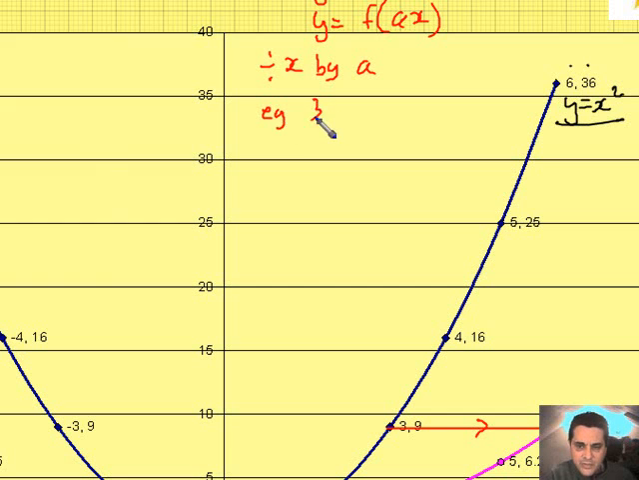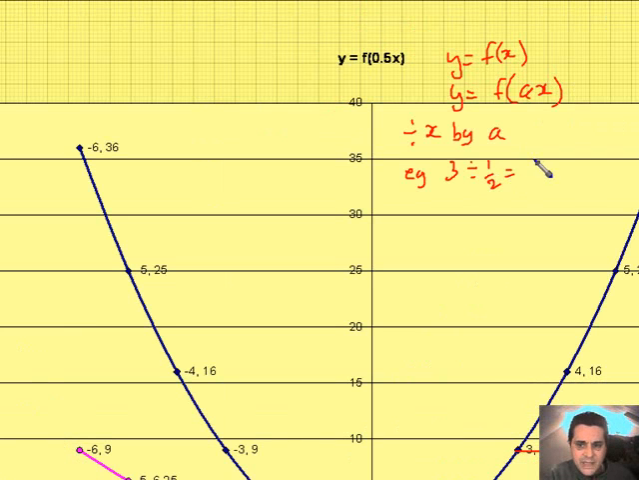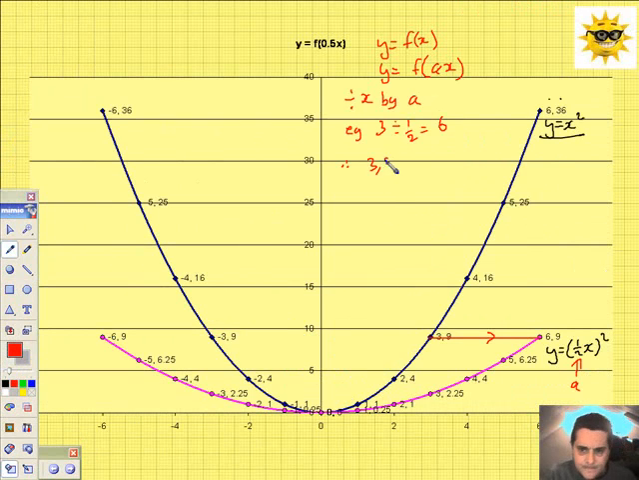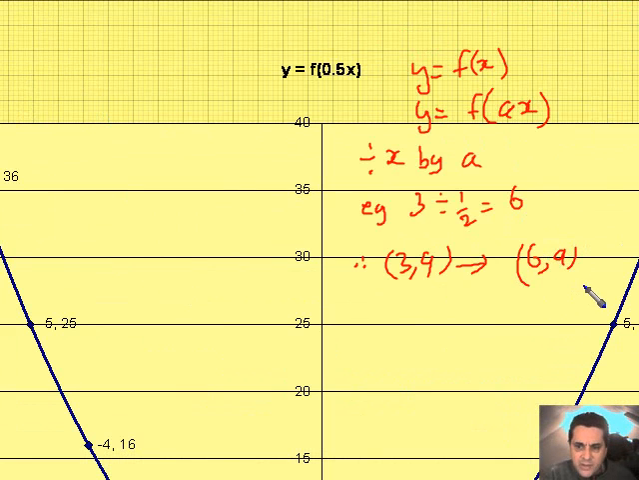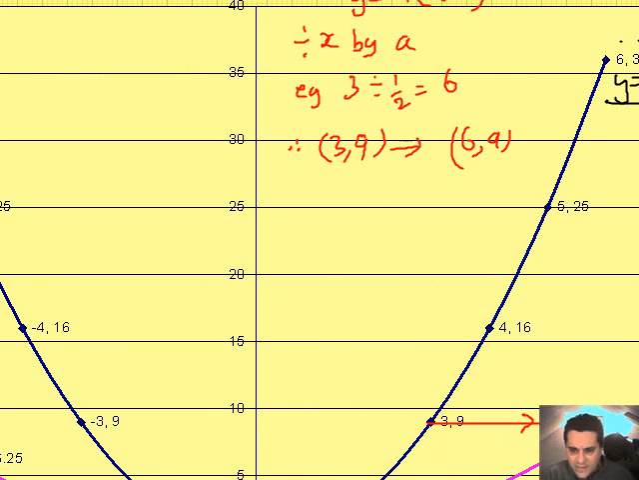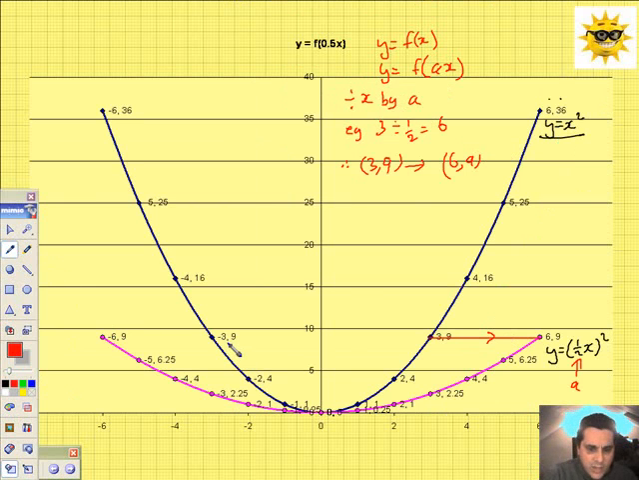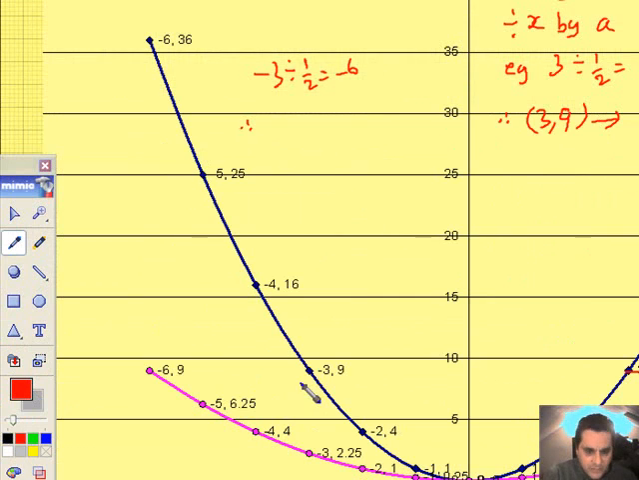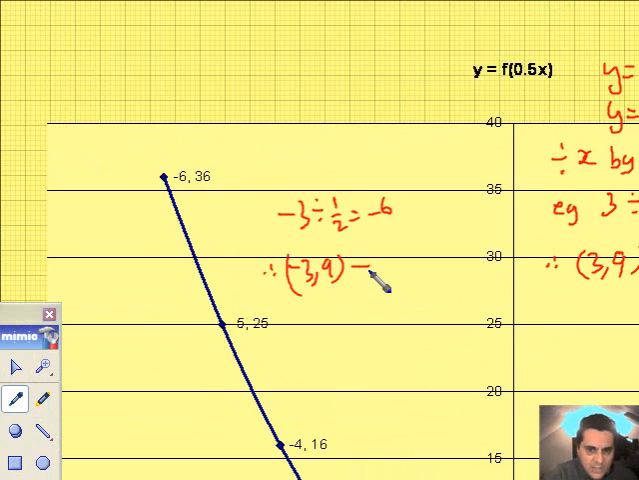So e.g., 3 divided by a half is 6. Therefore, I've gone from 3, 9, not 3, 6. I've gone from 3, 9 to 6, 9. Remember, the y coordinate is unchanged. So 3, 9 to 6, 9. Okay. In the same way, on this side, minus 3 divided by a half is going to be minus 6. Therefore, I've gone from minus 3, 9, and that's become minus 6, 9.